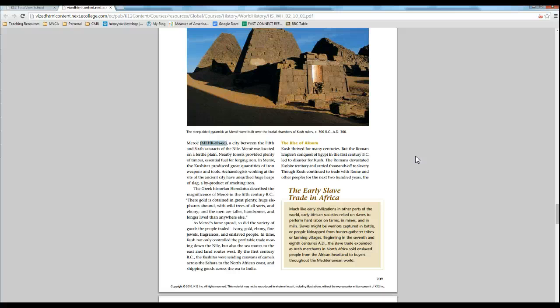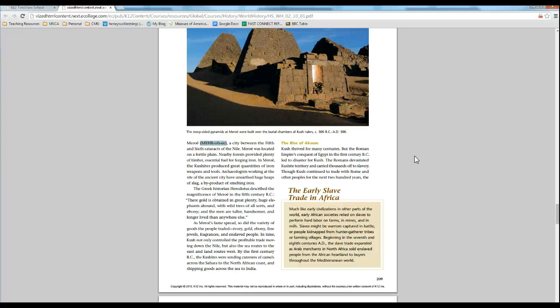Meroe was located on a fertile plain. Nearby forests provided plenty of timber, essential fuel for forging iron. In Meroe, the Kushites produced great quantities of iron weapons and tools. Archaeologists working at the site of the ancient city have unearthed huge heaps of slag, a byproduct of smelting iron.